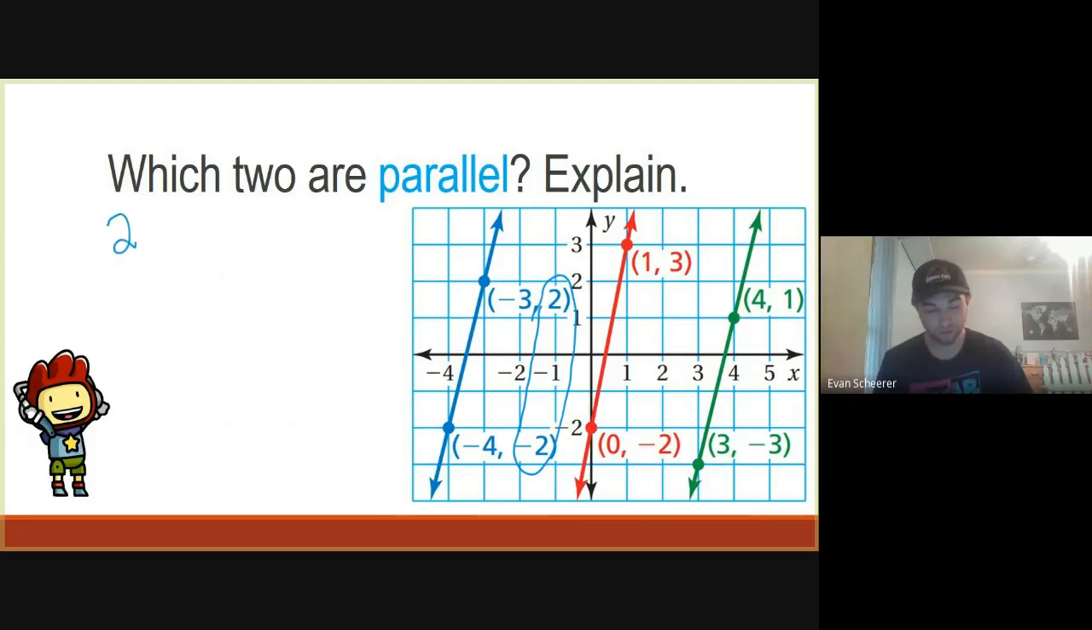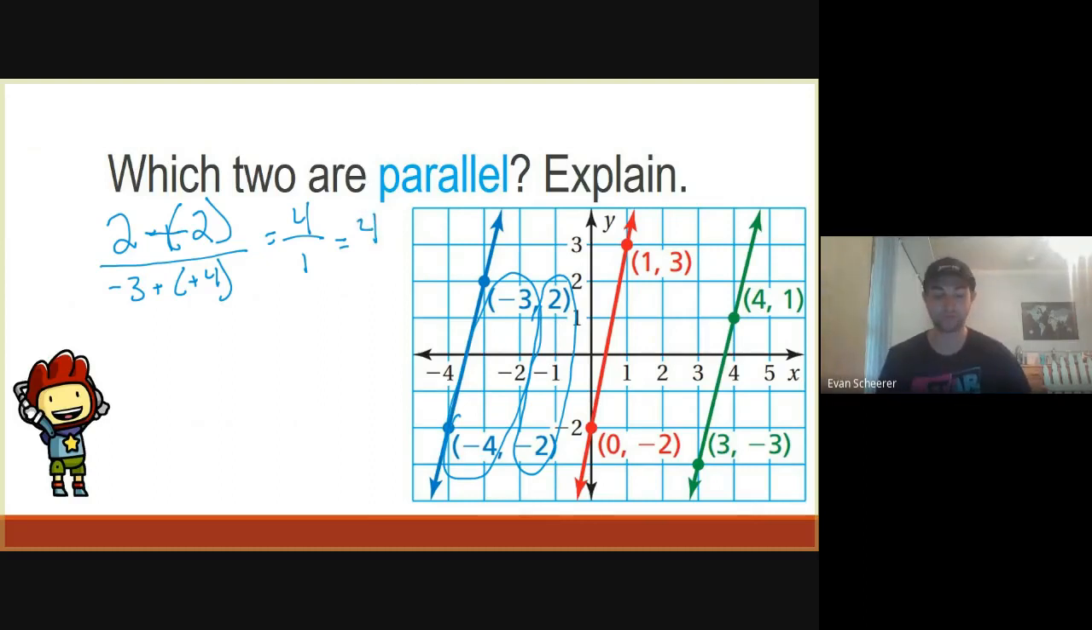So 2 minus -2 over -3 minus -4. That simplifies to 2 minus -2 is the same as 2 plus 2. 2 plus 2 is 4. -3 minus -4, that's -3 plus 4, which is just a positive 1. So you get 4 over 1, which just equals 4.